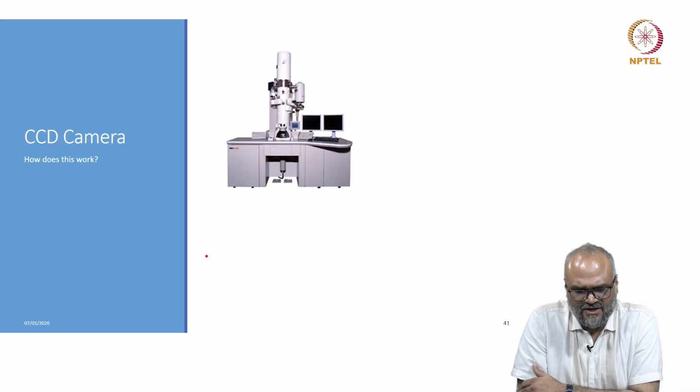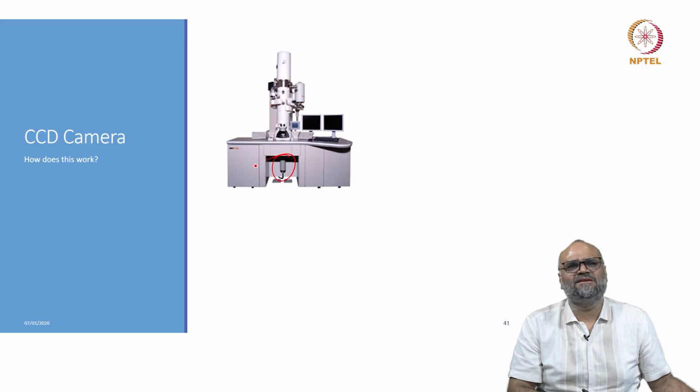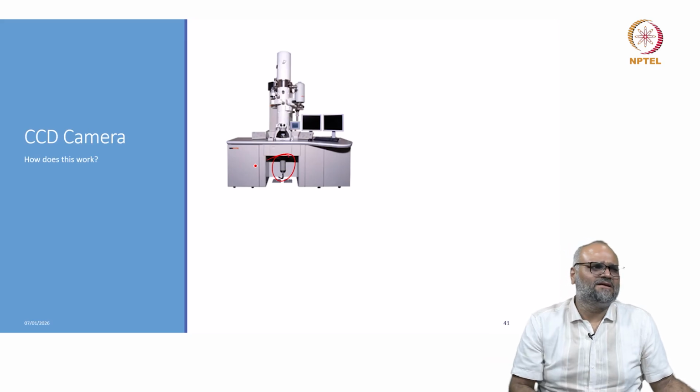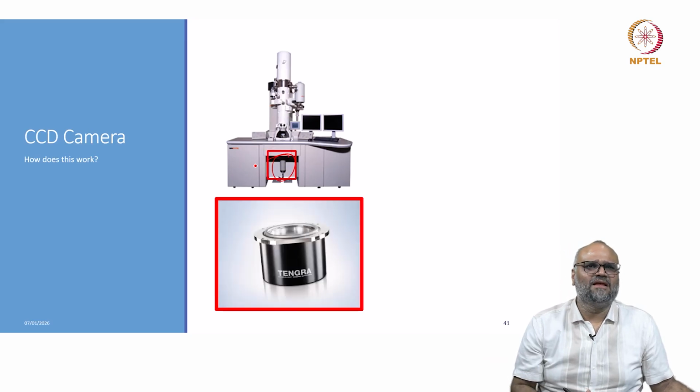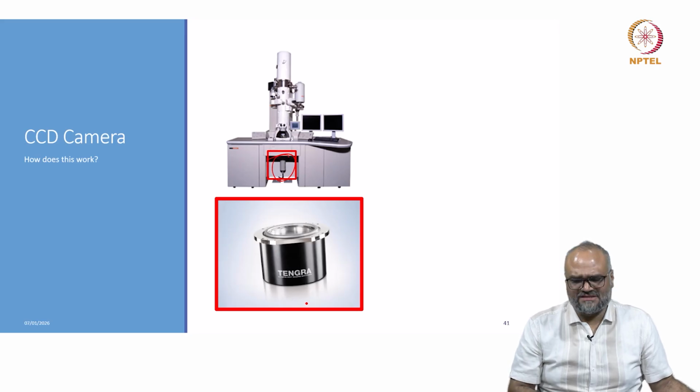So if I look at the CCD camera, the typical position of the CCD camera is like this on the microscope column. At the bottom, you have typical bottom mount cameras. These can be retractable or on-axis cameras. In the system we have here, we have the Olympus Tengra basic CCD camera.